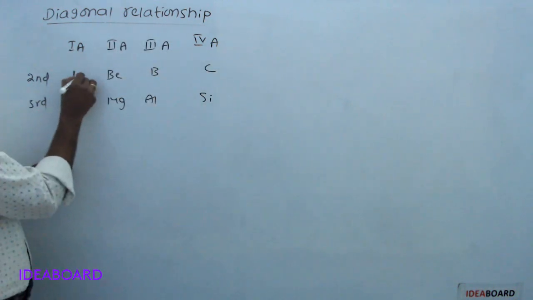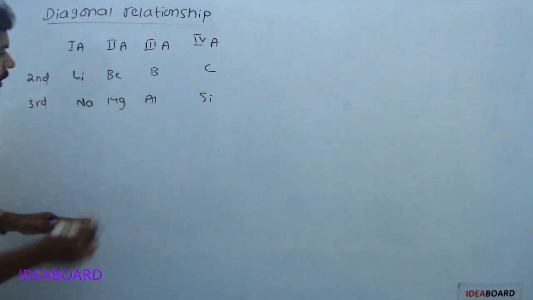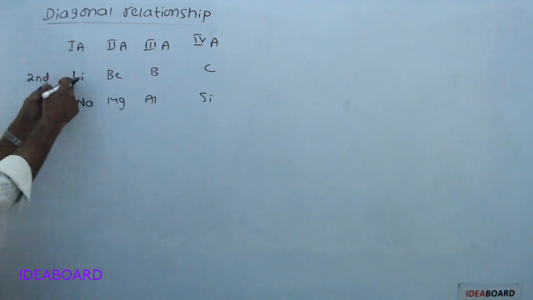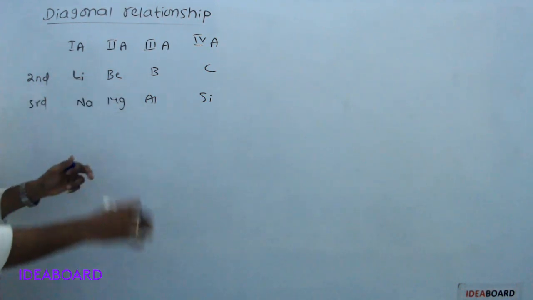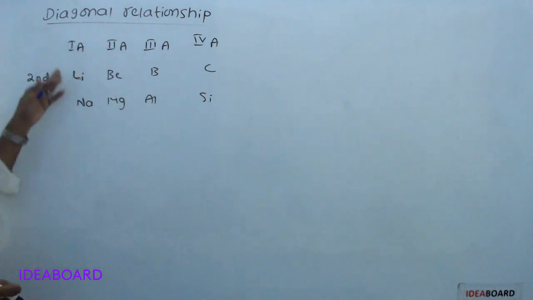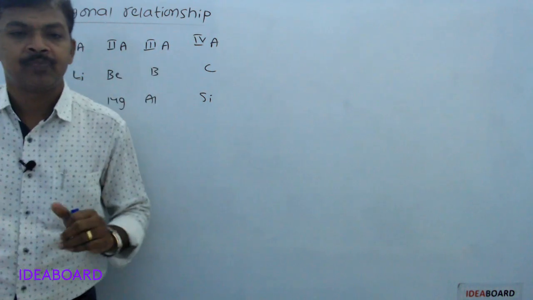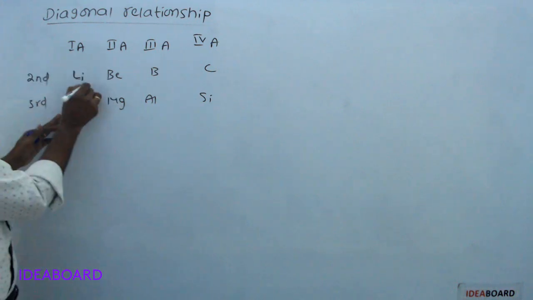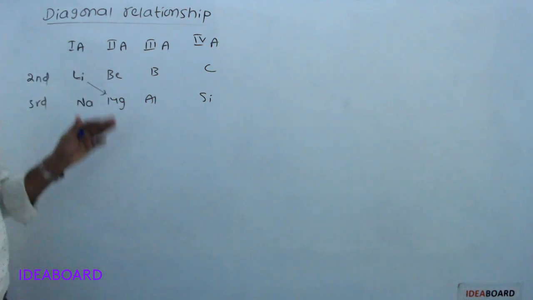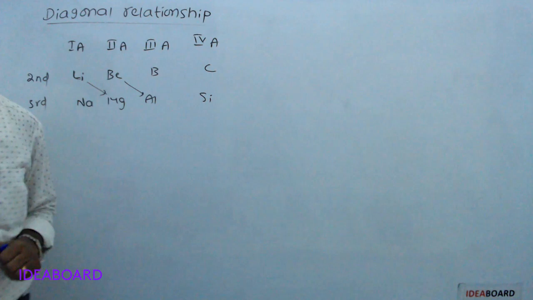Lithium belongs to first group. Magnesium belongs to second group. Even though they belong to different groups, some properties are the same for these two elements. Even for beryllium and aluminium also.